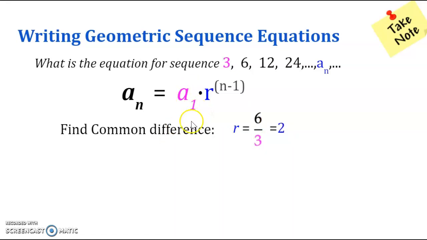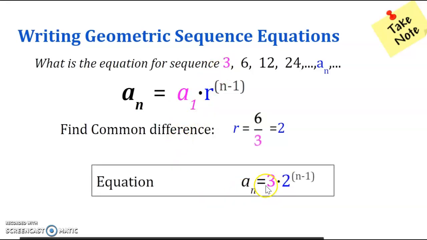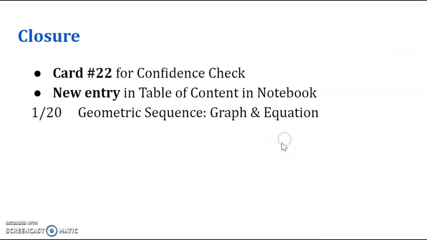What is a sub 1? That's the first term value. That's 3. So the equation is going to be 3 times 2 to the power of n minus 1. Okay, and this is what we did today.